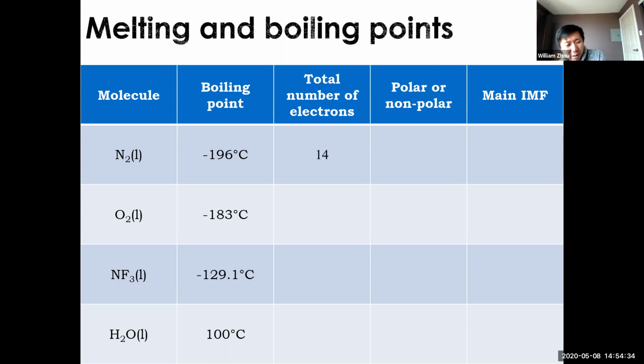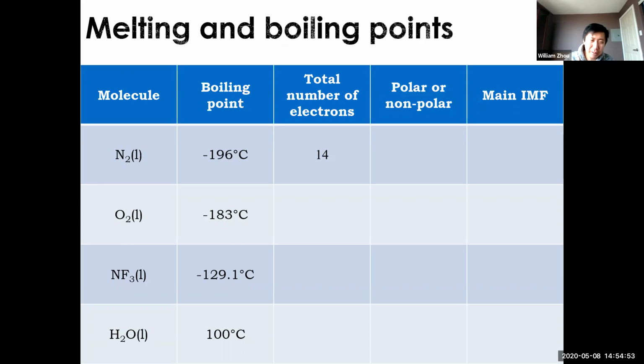Nitrogen is non-polar, yes, because it has one element. It's got to be non-polar. You have no electronegativity difference, so the electrons are evenly distributed. So you obviously don't have dipoles. So the only intermolecular force you would have would be London force.